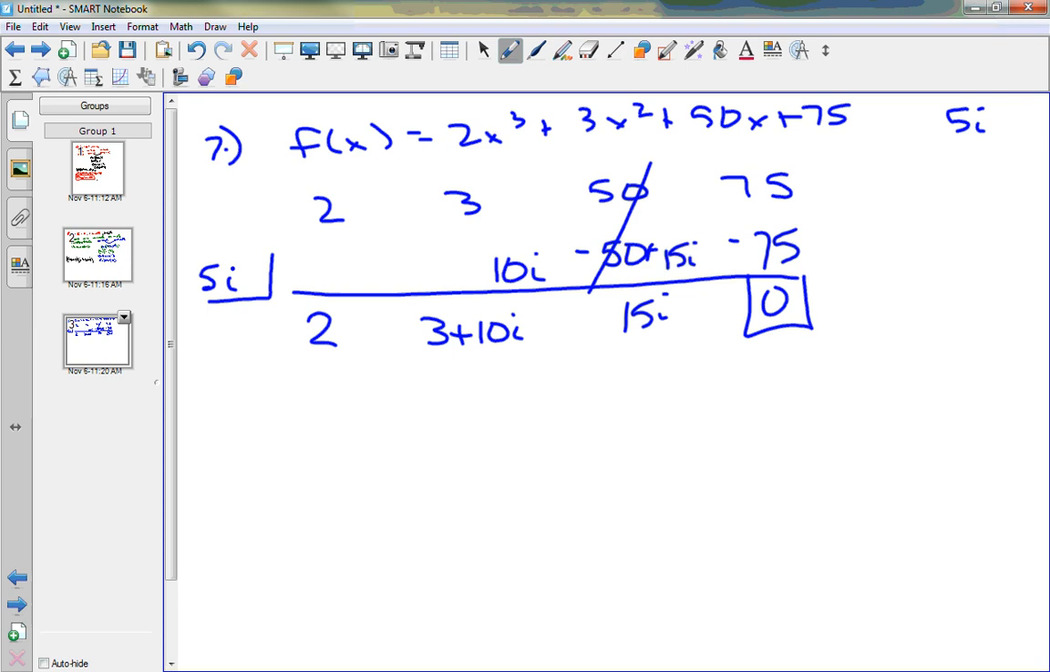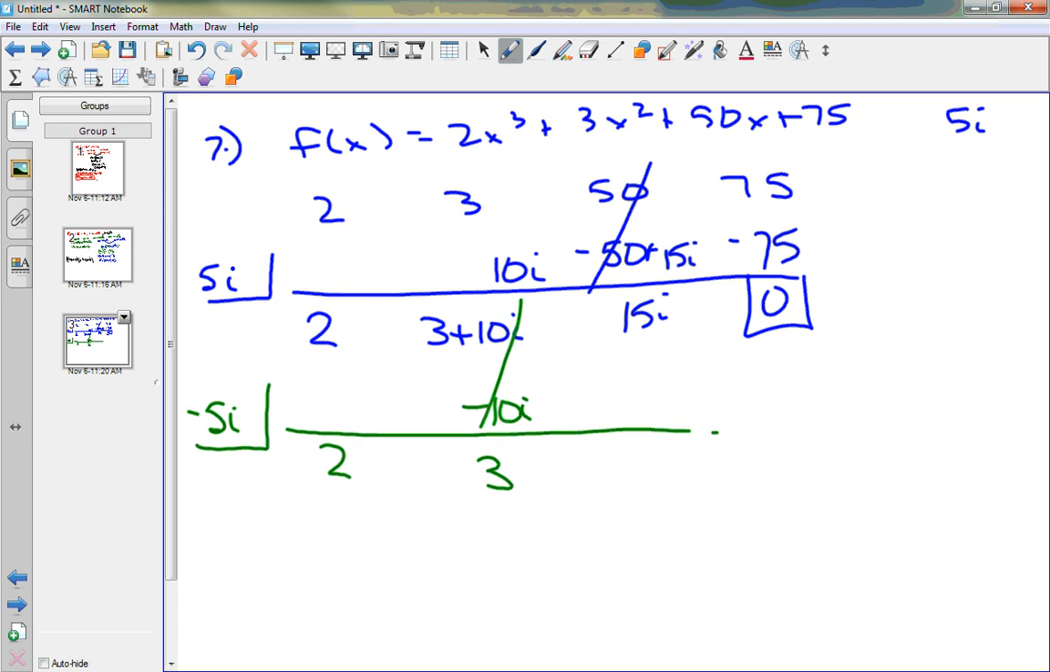We good? Now what do I do synthetic division at? Negative 5i. So I drop down the 2. 2 times negative 5i is going to be negative 10i. Those cancel out, and I'm left with a 3. 3 times negative 5i is negative 15i. Those cancel out to give you a 0.